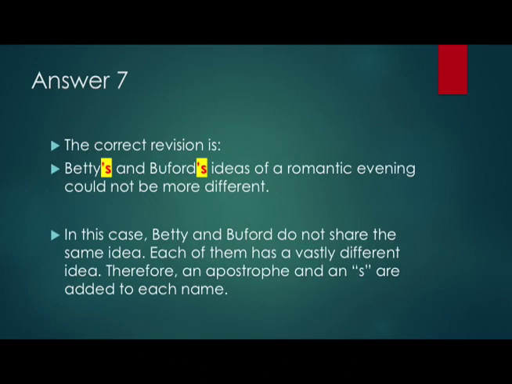Right. The correct revision here is Betty's and Buford's ideas of a romantic evening could not be more different. So the way in which this sentence is different from the one we just looked at. In the previous example, we're referring to their trailer, which is something they jointly own, and in that situation, we only added the apostrophe and the S to the second name.